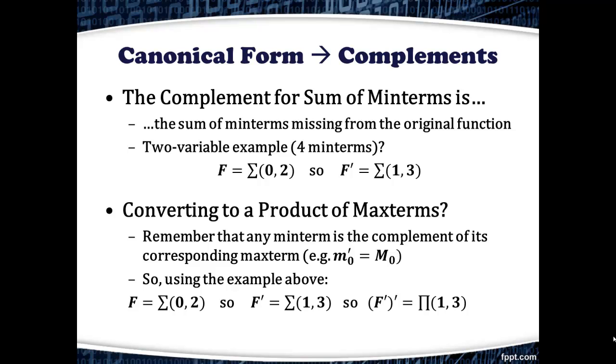Converting to a product of max terms also involves the use of a complement. Remember that any min-term is the complement of its corresponding max term. That's an important fact that we'll revisit again in the future. What this means is, if you start off with a function defined algebraically as the sum of the 2 min-terms 0 and 2, taking the complement of this gives you the summation of the min-terms 1 and 3, the 2 that were missing from the original function expression. If you again take the complement, or the complement of the complement, you arrive at a product of max terms, specifically the product of the max terms 1 and 3.